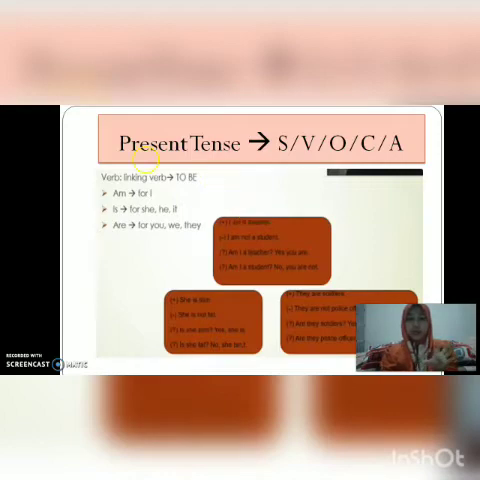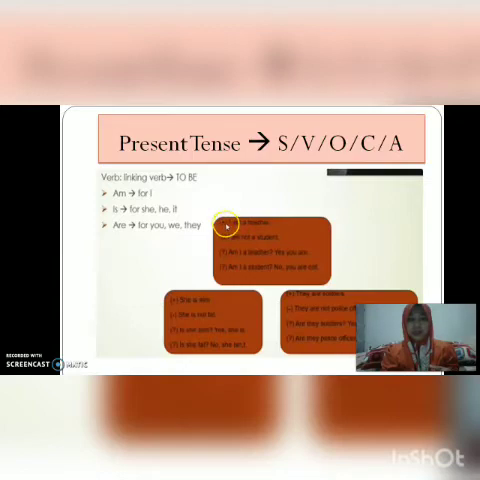If the subject is I, you have to use am. If the subject is she, he, or it, you have to use is. And if the subjects are you, we, they, you have to choose are for the to be. Okay, here are the examples. This is the example of the sentences.